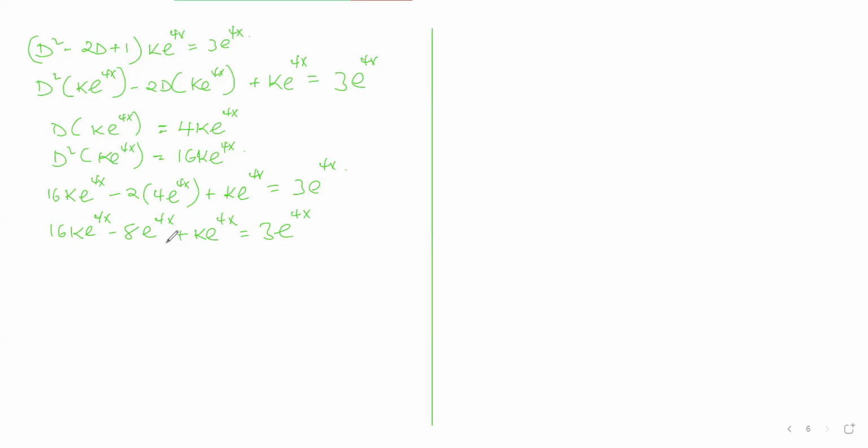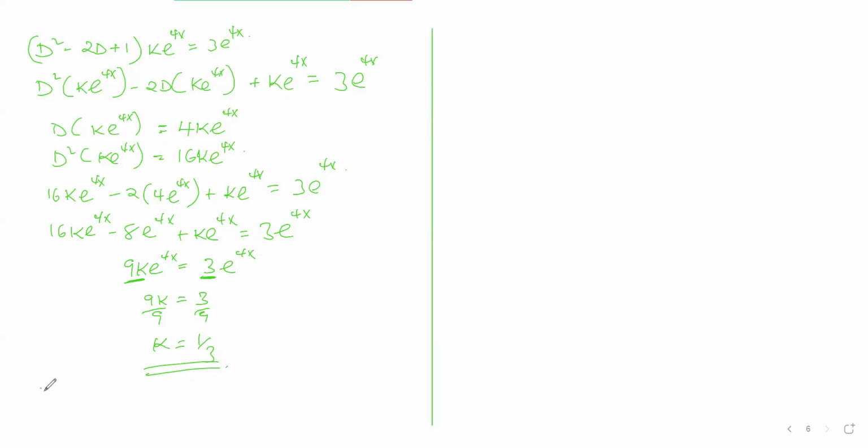So all these are the same. So just add and subtract them. So 16 minus 8 plus 1, or 16 plus 1 minus 8 gives you, is it 9? Yes, it gives you 9 by the end of this. So 9k exponent 4x should be the same as 3 exponent 4x. So compare this part and this part together. So 9k equals 3. So divide by 9, divide by 9. K equals 1 over 3.